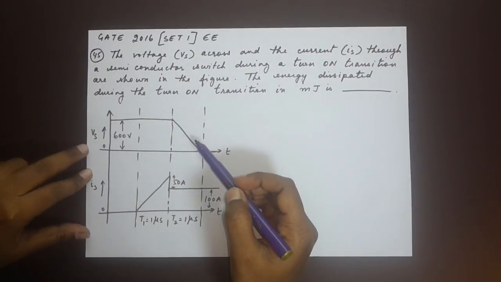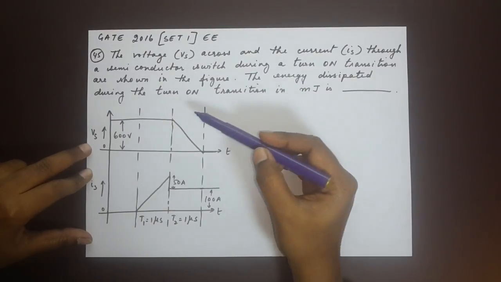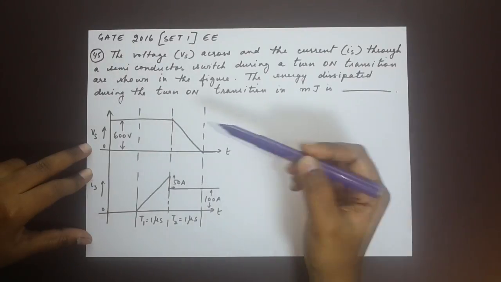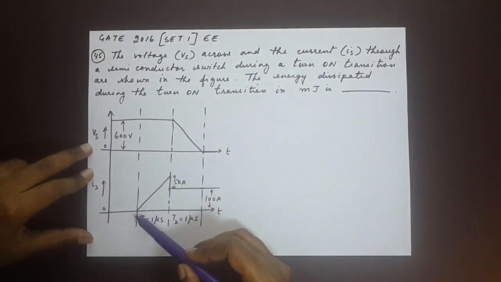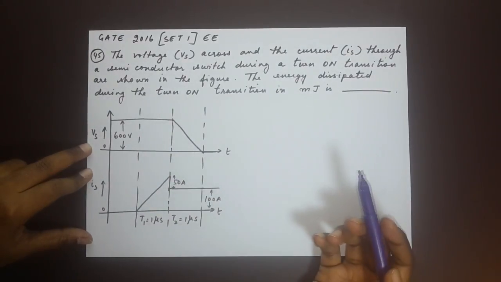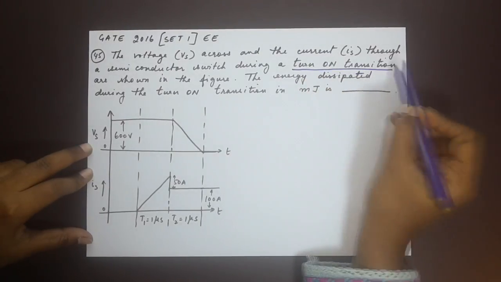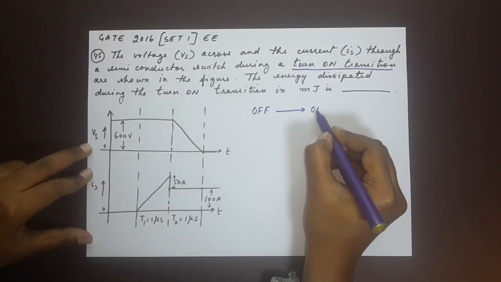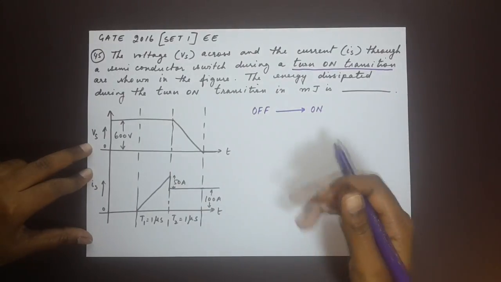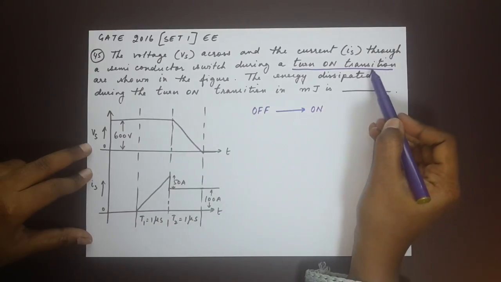So we notice here that during the turn-on transition, between T1 and T2, there is a change in both voltage and current, and there is a linear change. The voltage linearly decreases while the current linearly increases. So here's something that you would have to know. For a turn-on transition, the switch is initially off and then turned on. Now because the voltage and current go through a gradual change, it is called transition.